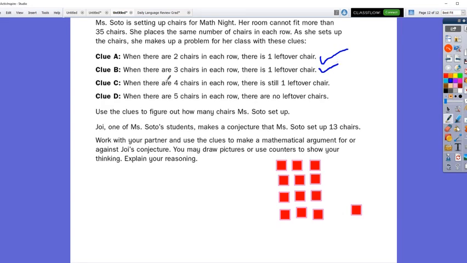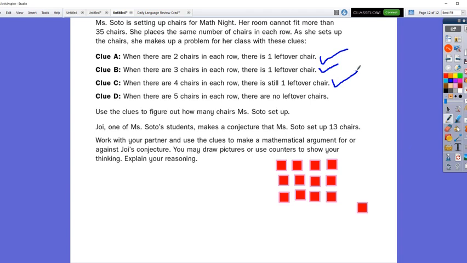Clue C says when there are 4 chairs in each row, there is still 1 chair left over. I'm going to go ahead and prove that and see if that is true. I'm going to start putting 4 chairs into each. Joy, boom, again. I love your conjecture so far. Clue A, it checks out. Clue B also checks out. Clue C checks out. Joy, we got one more clue.